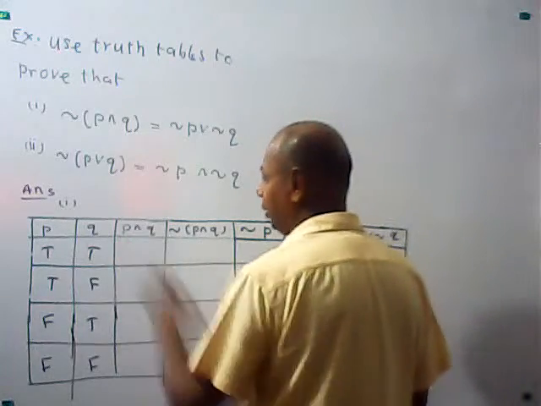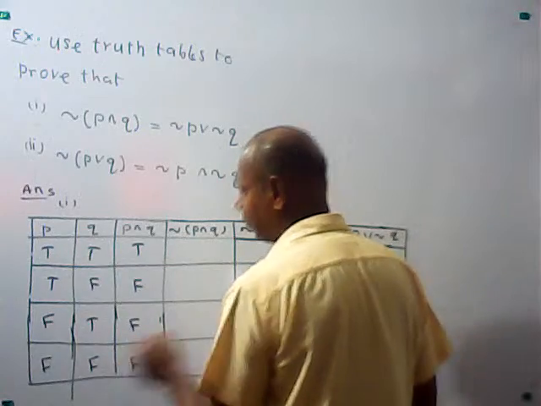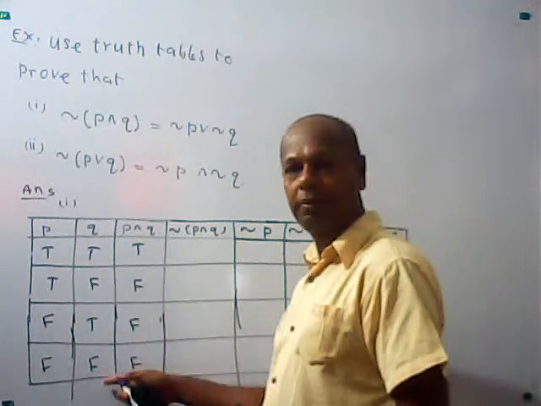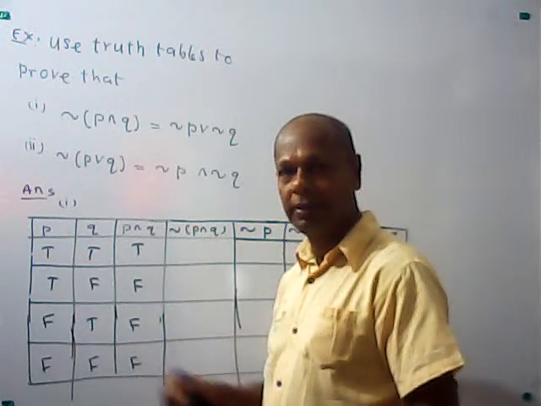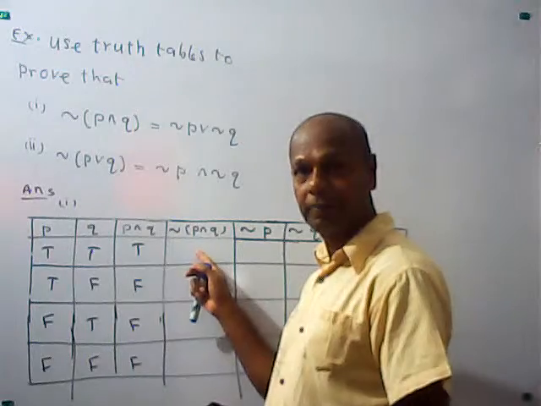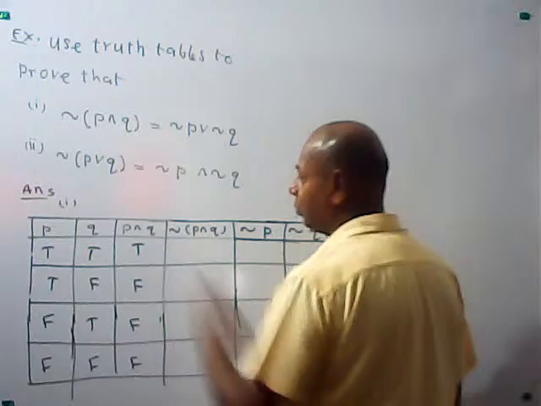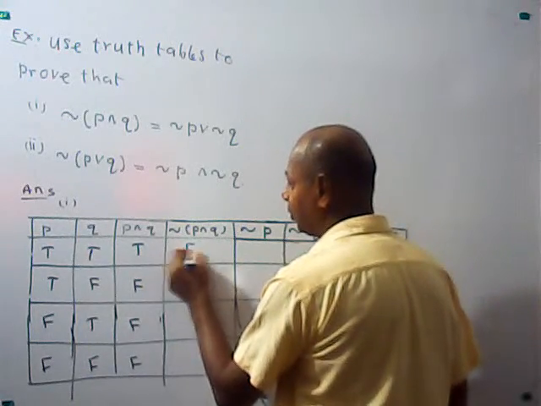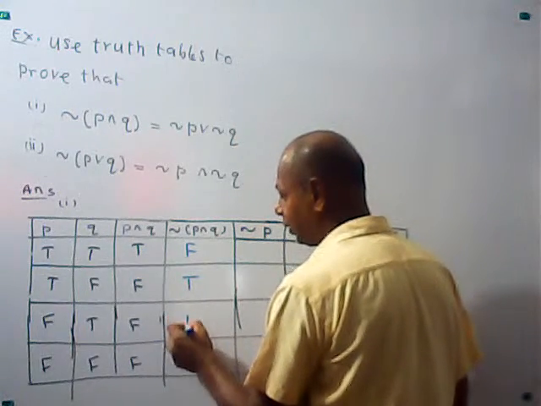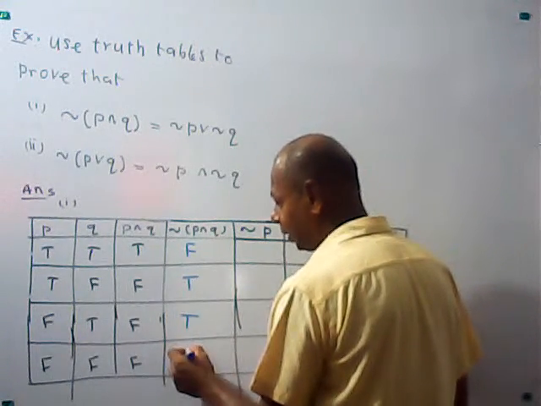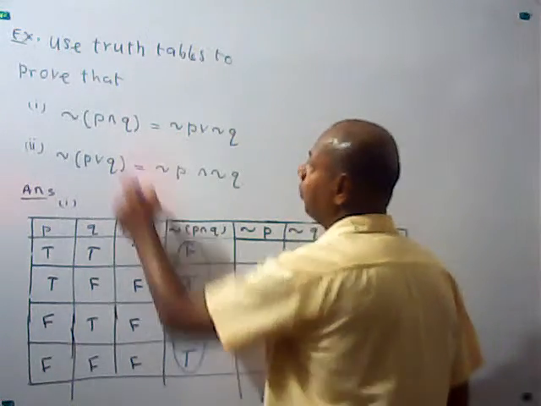And you have seen that P and Q is true, false, false, false. In all these three, P and Q is false. So this is the truth table for P and Q that we have seen earlier. Now it is the not of that. If P and Q is true, then not of that will be false. If this is false, not of that will be true. So this is the truth table for the left hand side.